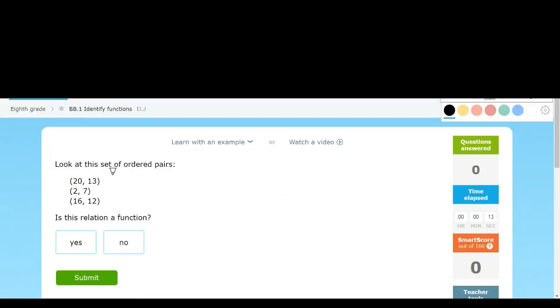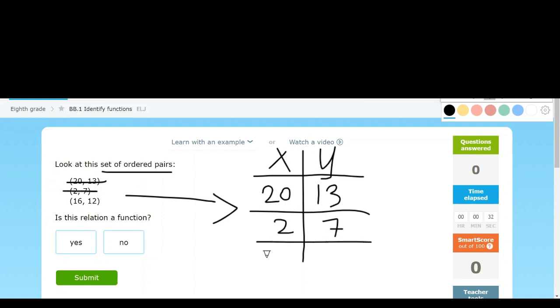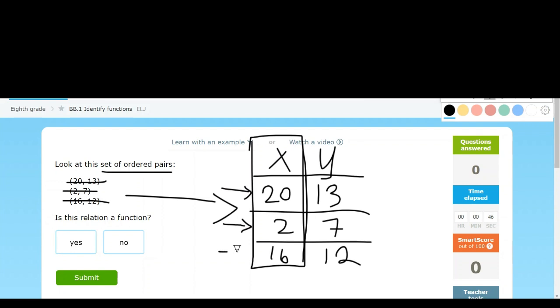Here's another one. Again, we are given sets of ordered pairs and we can translate them directly onto a table. 20, 13, 2, 7, 16, 12. And again, we're going to look at the x column. Is there an x value that appears more than once? Well, 20 appears once, 2 appears once, 16 appears once. Looks good. All right, so we would say yes, that is a function.